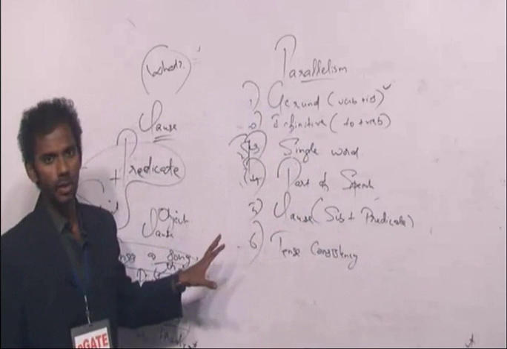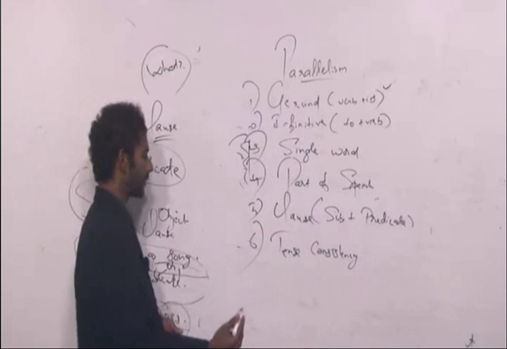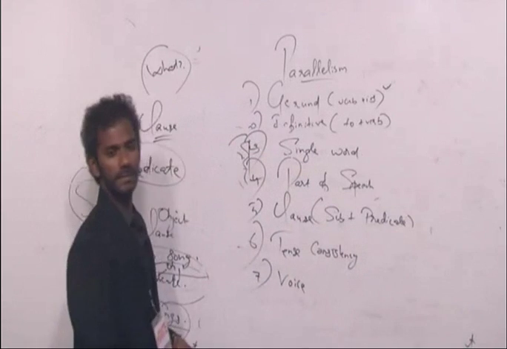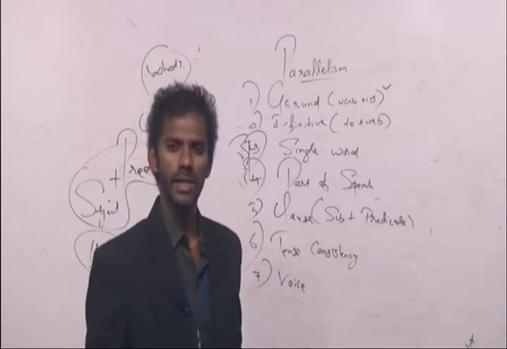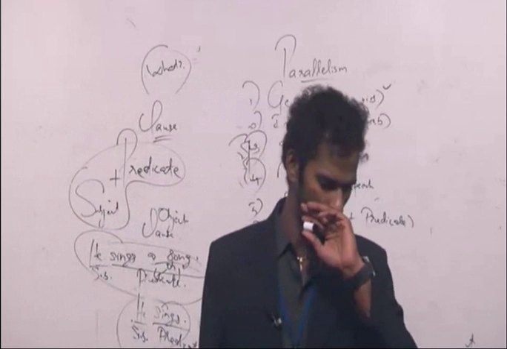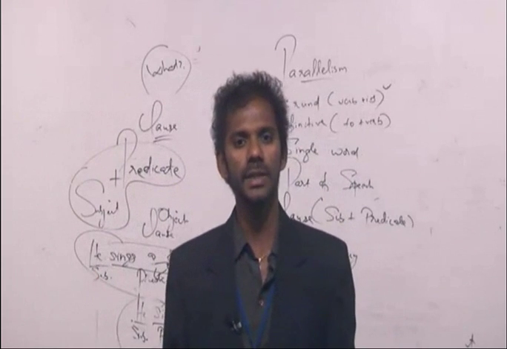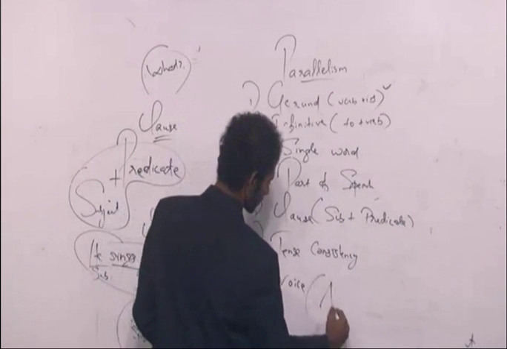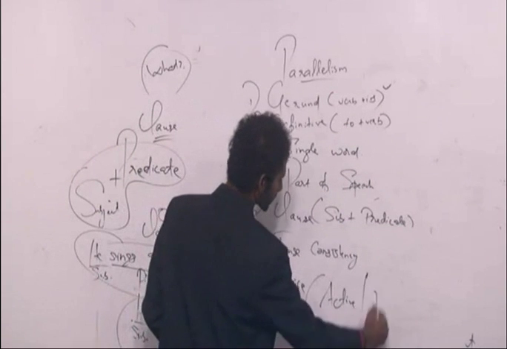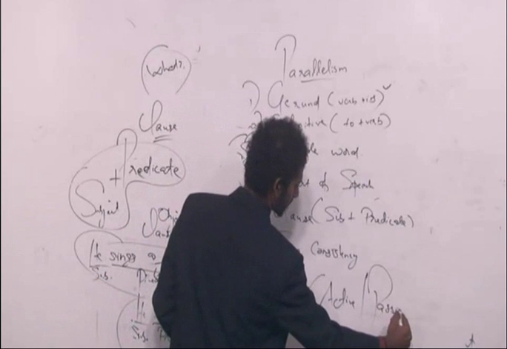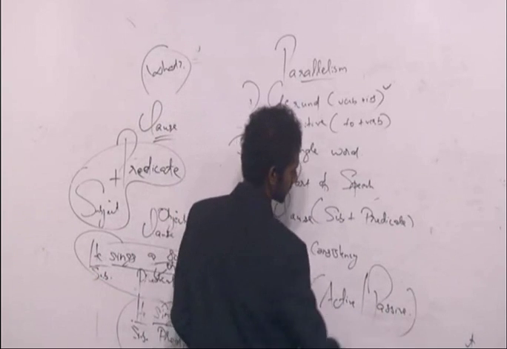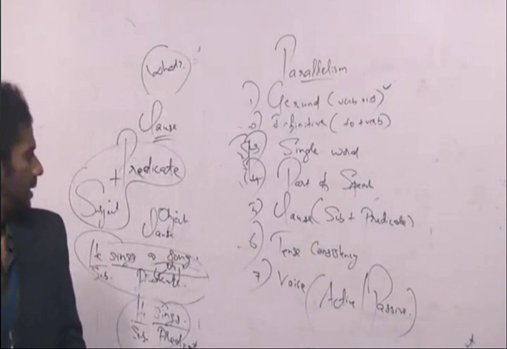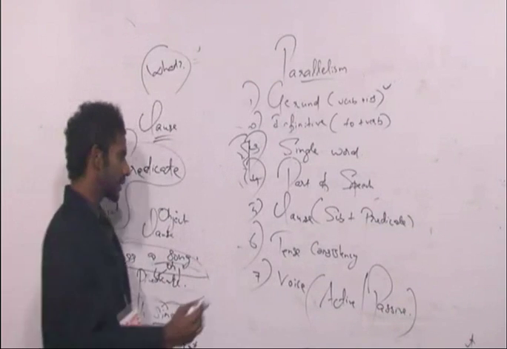The last concept in parallelism is voice. V-O-I-C-E. Voice means what? Voice means active voice or passive voice. Active voice and passive voice. Clear? Fine. Regarding these three, I'll give an example.